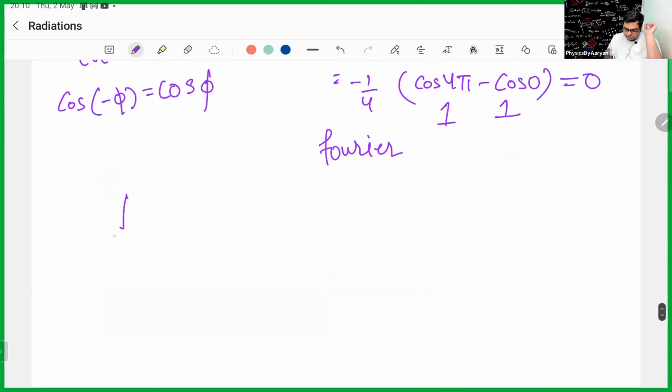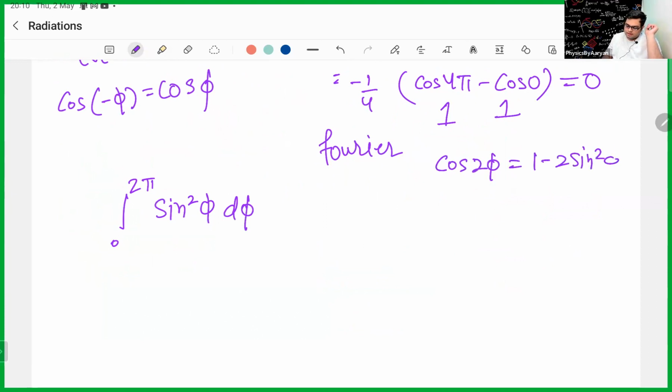Then you have to do the integration of sine square phi. In order to do that, you use the formula that cos 2 phi equals 1 minus 2 sine square phi. Then sine square phi becomes 1 minus cos 2 phi by 2.